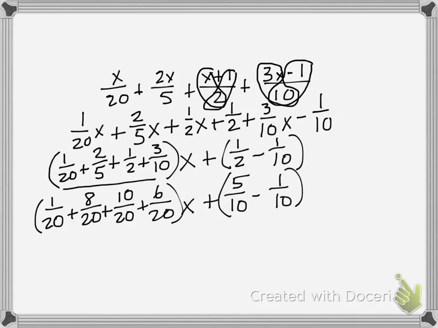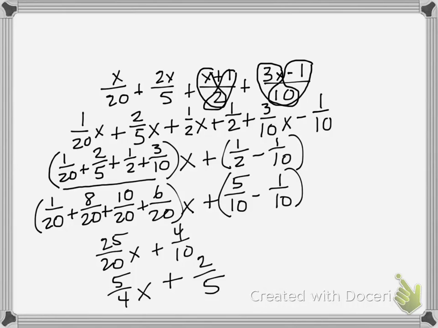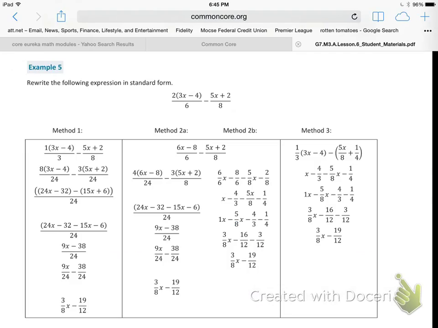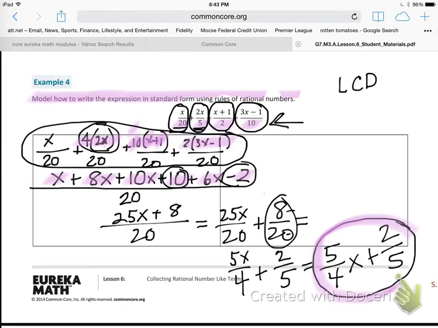And then if I add all this up, I come up with again 25/20ths x, which is also 5/4 x, plus 4/10, which is also 2/5. And here I have my final answer, which is the same as that final answer. So two different ways, and again, just an introduction to these two ways. There will be plenty more to come.